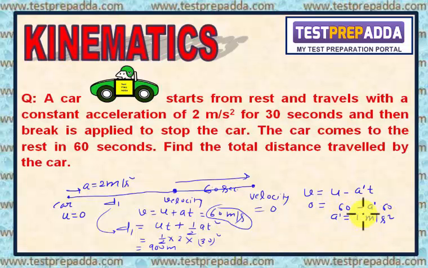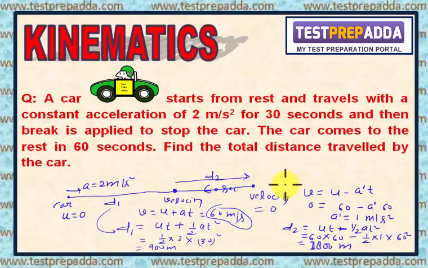Now we use this deceleration to find, let us say, this distance as d2. So d2 will be equal to ut minus half at square. U will be written as 60 here, time will be written as 60 seconds, minus half, a will be written as 1, and t again 60. If you solve this, it comes 1800 meter.